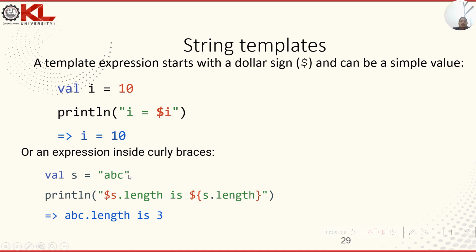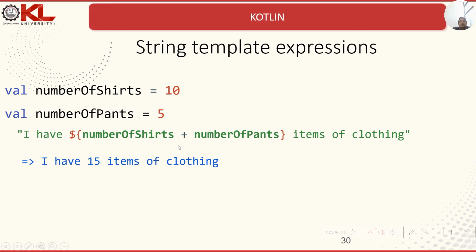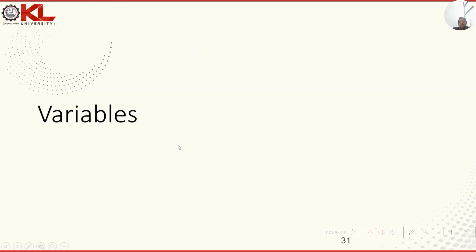See val s equals abc, then dollar s dot length, that means abc dot length, which is represented within curly braces as dot length. Now it is like a function, so it returns the value as a return value. Next, this is the expression. In the previous slide, we discussed how to use only single values, but for expressions, after the dollar within the curly braces you write the expression, that is adding the two.